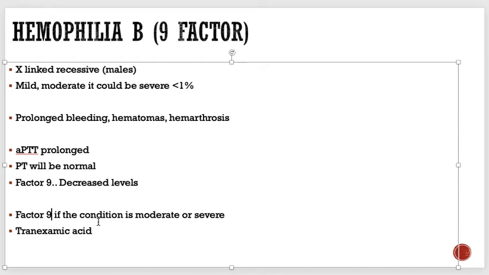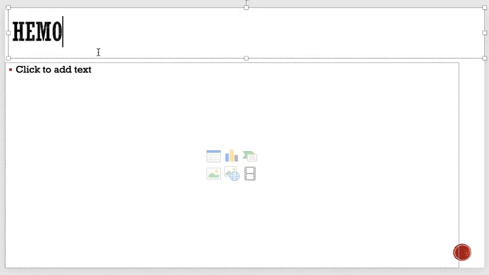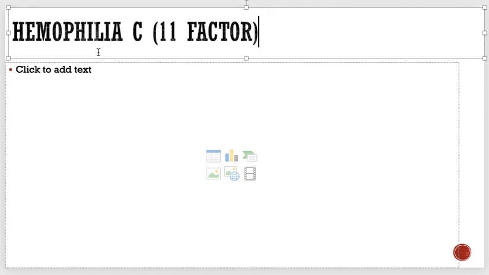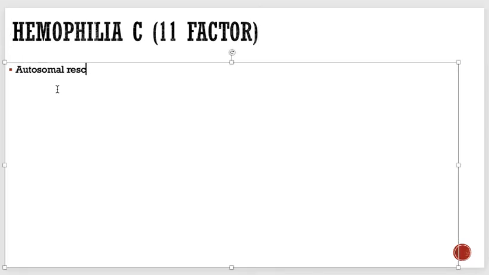Hemophilia C is present mostly in Jewish people, the Ashkenazi Jewish population. Hemophilia C is basically factor 11 deficiency, and it is autosomal recessive. Why is it not important, guys? Because it is such a mild condition that it is only diagnosed in adults, in the adult population.